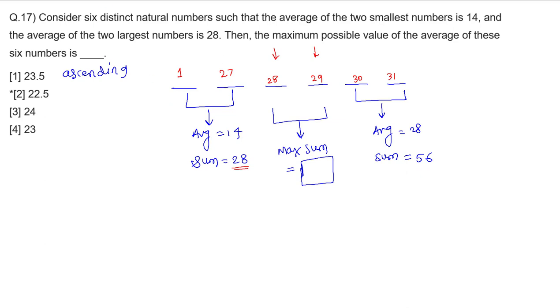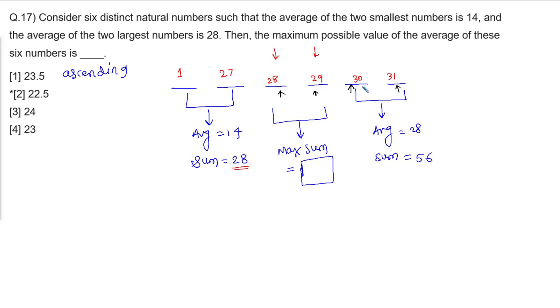The another approach what you can do over here is, we need to maximize this. We need to maximize these two numbers. Hold on. We need to maximize these two numbers. So for that, let's maximize this one. To maximize this one, we need to minimize this one. But at the same time, we need to make sure that the order is ascending.